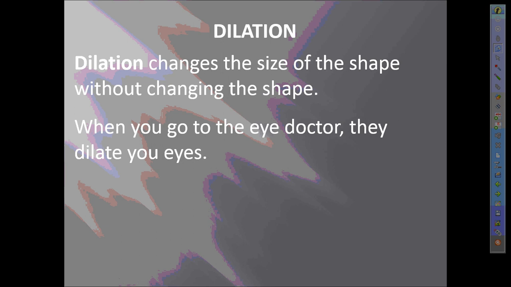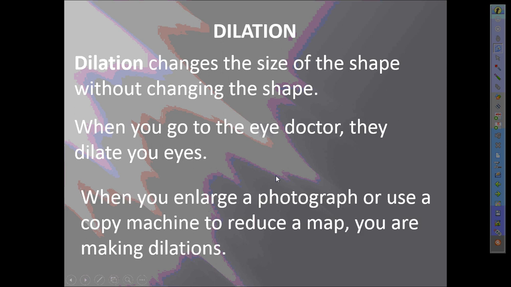Usually you hear this word a lot when you go to the eye doctor. They dilate your pupils because your pupils can open up and get very big to let in a lot of light, and then they close and get really, really tiny when it's really bright outside and it doesn't let in as much light. And that's because your pupil is still staying a circle, but it's getting bigger or it's getting smaller, so it's changing its size. When you enlarge a photograph or you use a copy machine to reduce a map, you are making dilations.